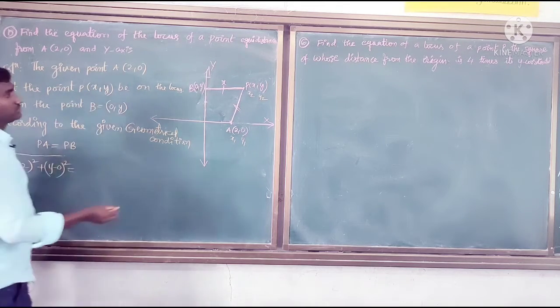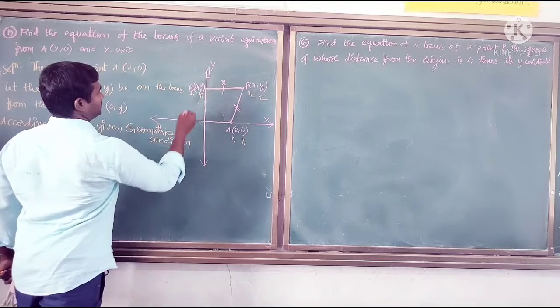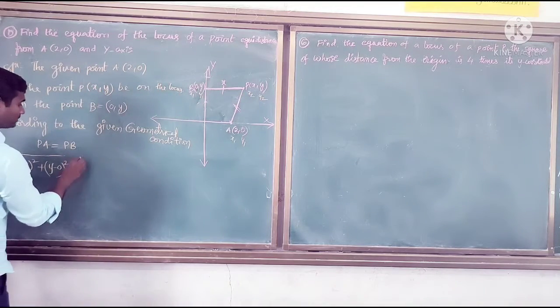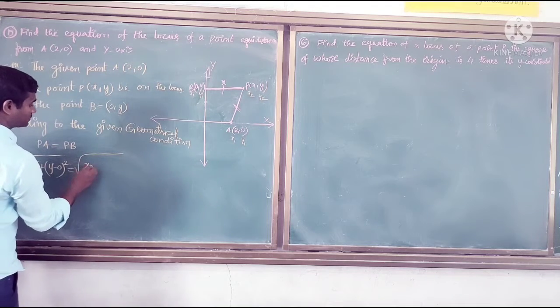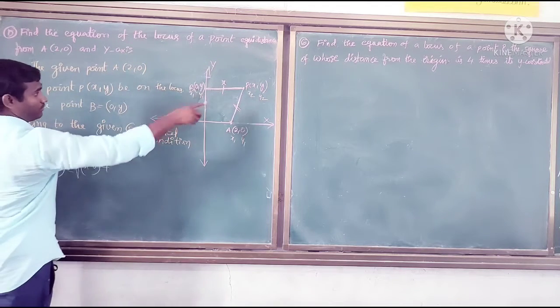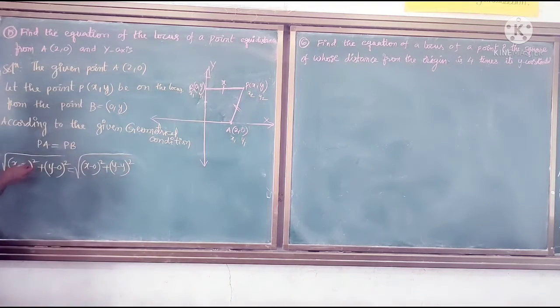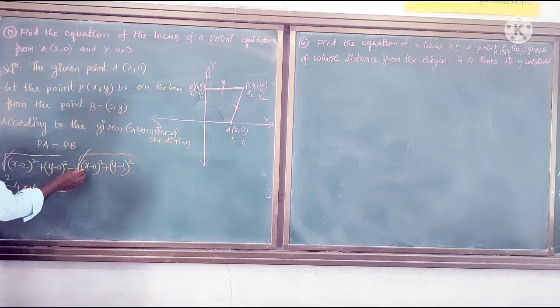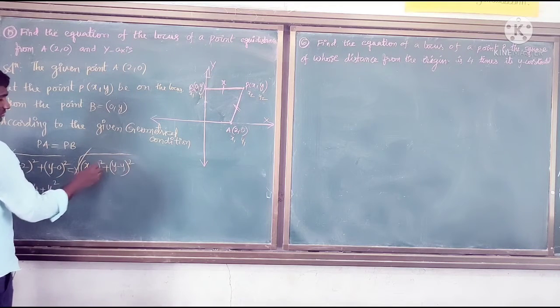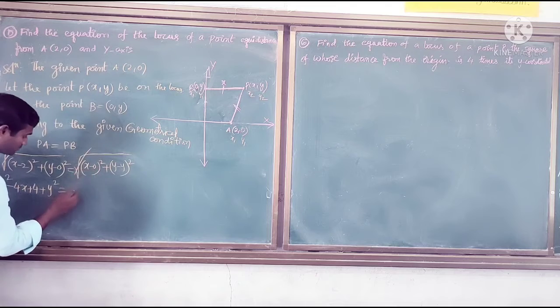And the PB now. So now this is x1, this is y1. So x2 minus x1, square root of x minus 0 whole square plus y minus y whole square. So that is equal to PA. If you do the cancellation both sides, square root, then x minus 2 whole square we can write as x square minus 4x plus 4. Expand, this is y minus 0, y only, y square, and here x minus 0 whole square, so x square.